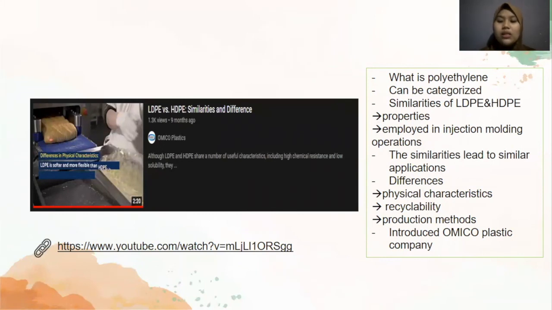Next, it tells us the differences based on the physical characteristics. LDPE is softer and more flexible than HDPE, which is rigid and durable. It offers a greater chemical resistance. Based on recyclability, both are recyclable but classified with different recycling numbers.